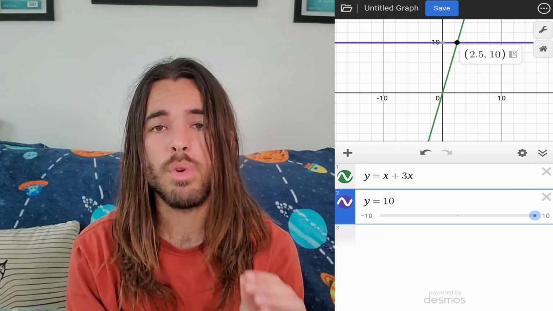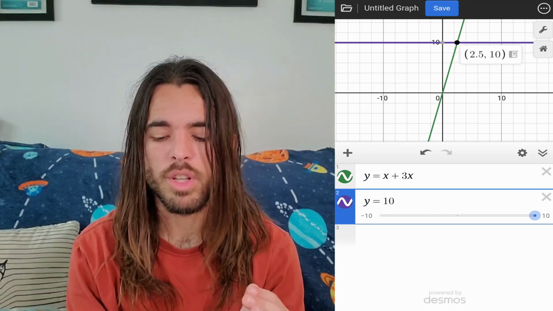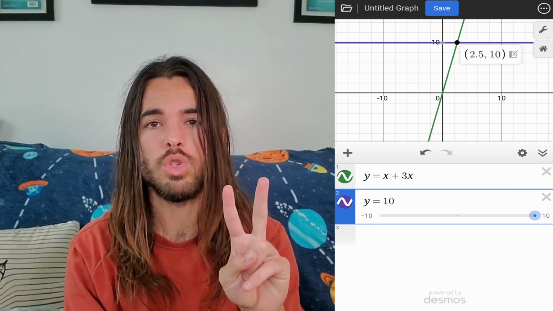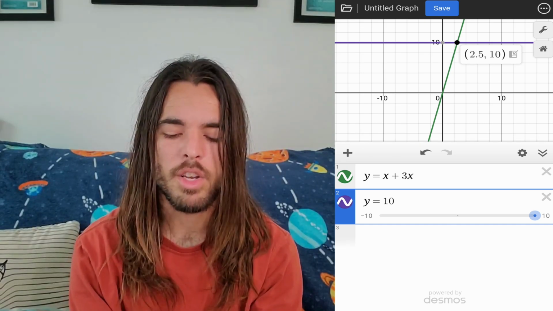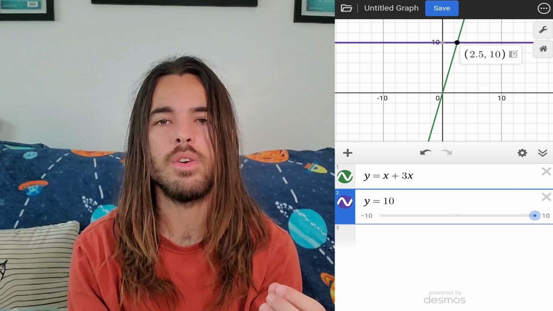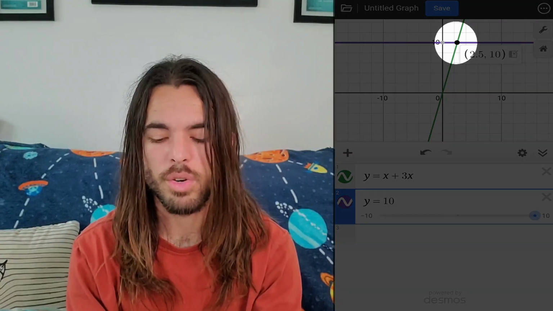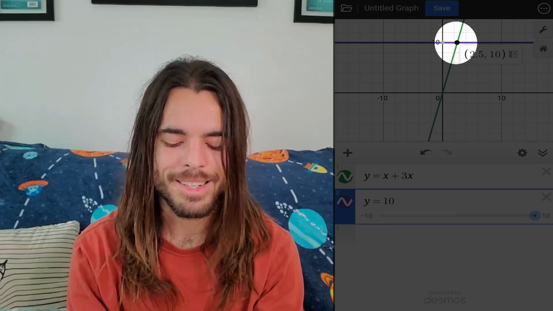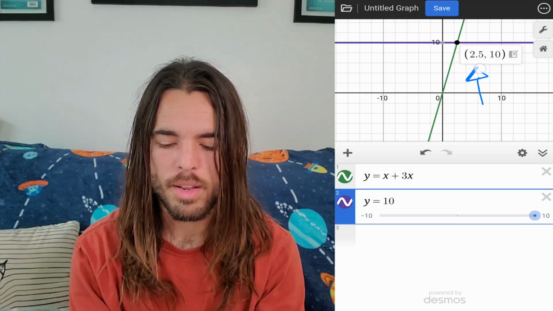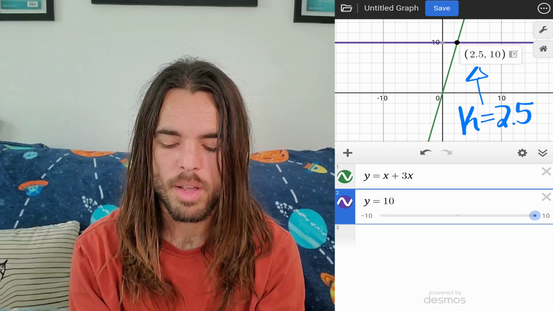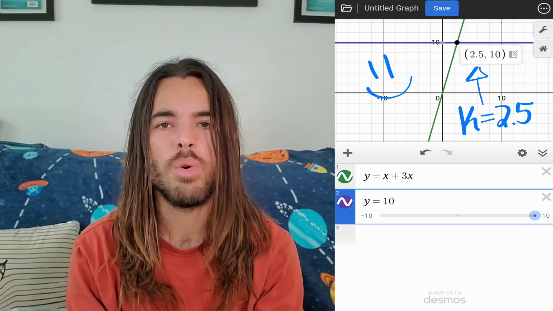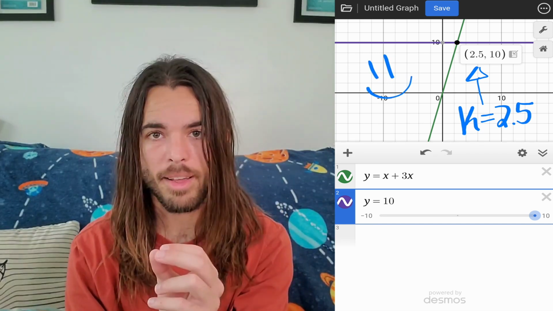You want to click somewhere on any of those lines. I don't care which line you pick, but click on them and you're going to get those two gray dots, just like me. I just got those two gray dots popped up, and you want to click on the gray dot of where they intersect, where they cross each other. We get 2.5 and 10 as the coordinate. This 2.5 is the x value. If you know anything about graphing, you know that it goes x comma y.